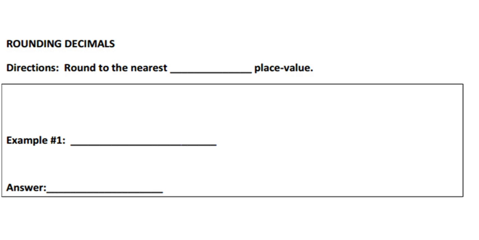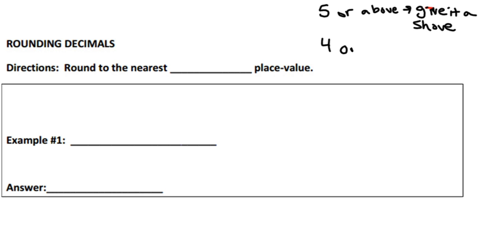The first thing we are going to do is review what we learned in class today. We reviewed rounding. And this little rhyme should be helpful, so let's copy this down. 5 or above, give it a shove. 4 or below, leave it low.